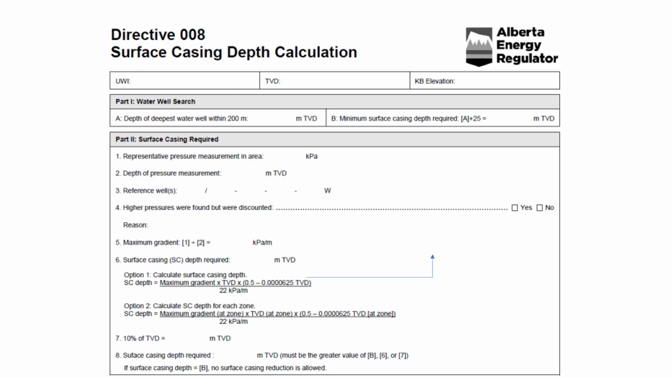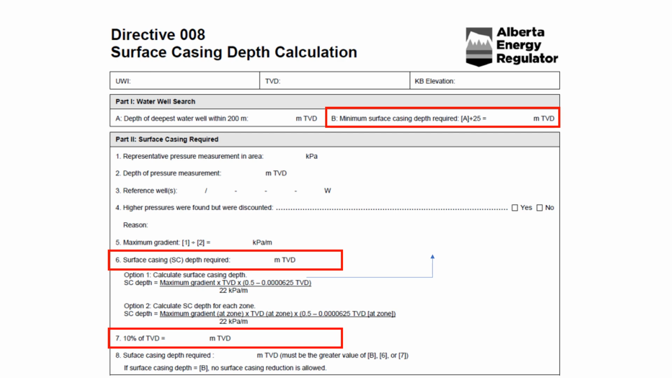Now on our surface casing depth calculation form, the final depth of the casing will be the highest number between three calculations we will make. First one based on the water well search, the second based on the highest pressure gradient on the area, and the third based on the total length of the well. First we need the total length, which will be 3680.